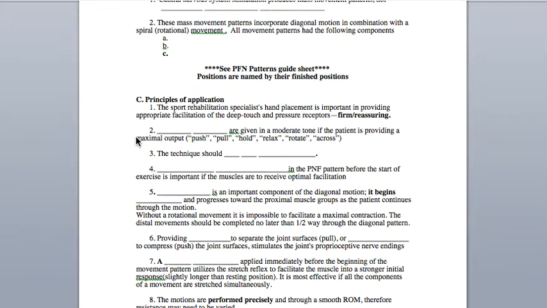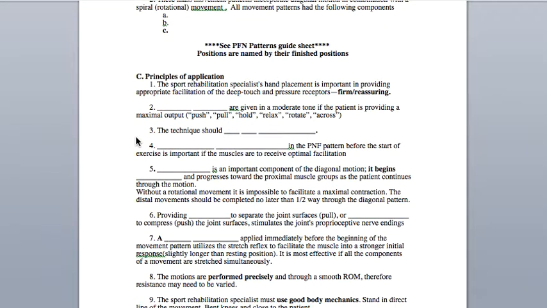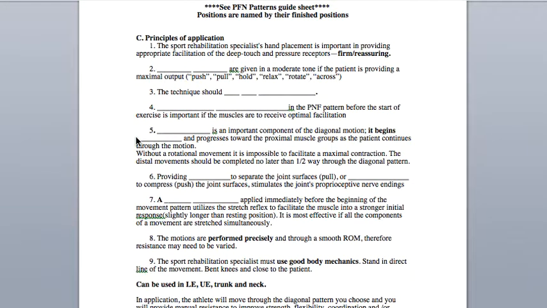And then finally, we have principles of application. So things that we'll think about when we do our PNF patterns in lab. Number 1, the sports rehab specialist hand placement is important in providing appropriate facilitation of the deep touch and pressure receptors. So we want to be firm and reassuring, not a light touch that's just awkward and uncomfortable.